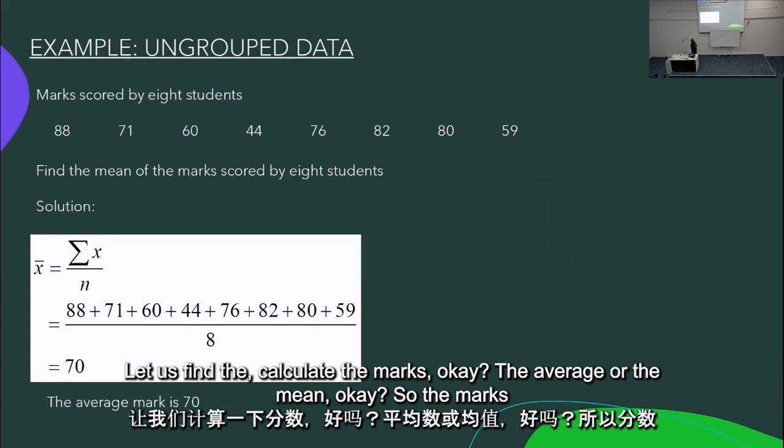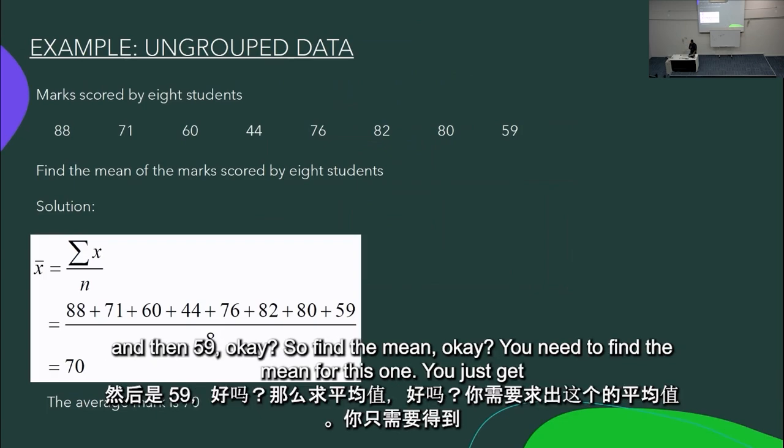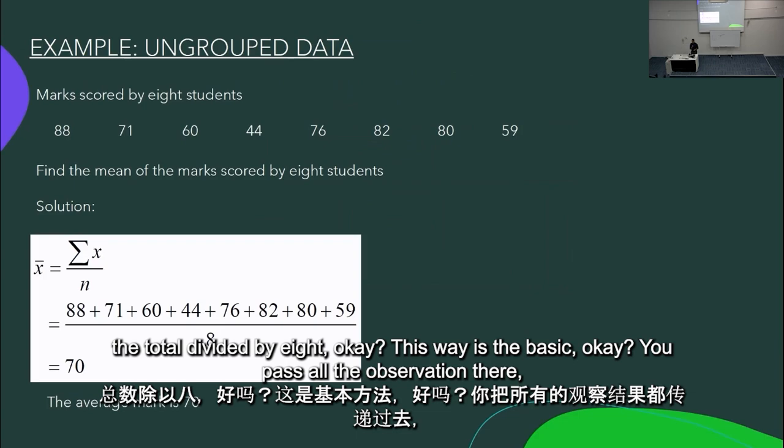Let us calculate the marks, the average or the mean. The marks scored by 8 students, we have the observation n is equal to 8: 88, 71, 60, 44, 76, 82, 80, and then 59. So find the mean.